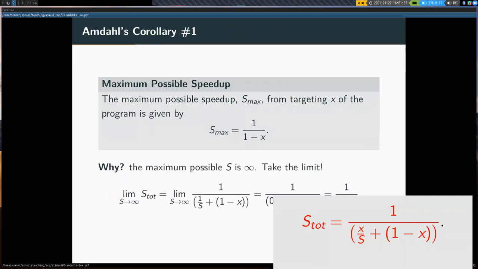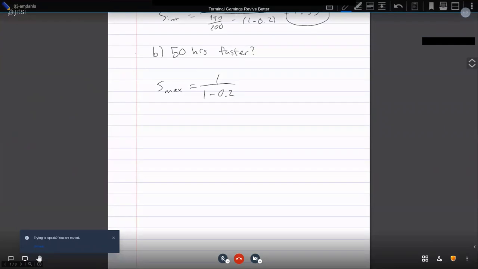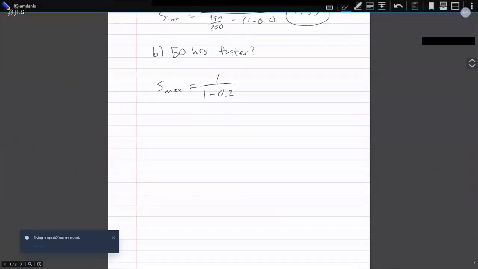So we could maybe even use our corollary. Our max speedup is going to be, if we compute it out, the total speedup is 1.25. The other way, as Jason was saying, is if we can just get rid of 20% of the program, that's only going to be 40 hours.